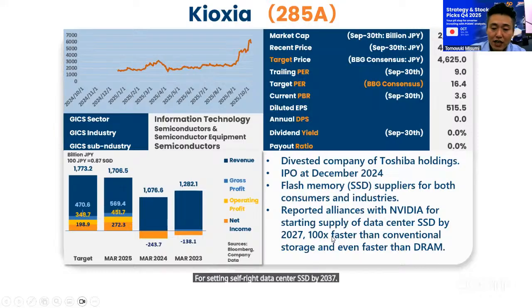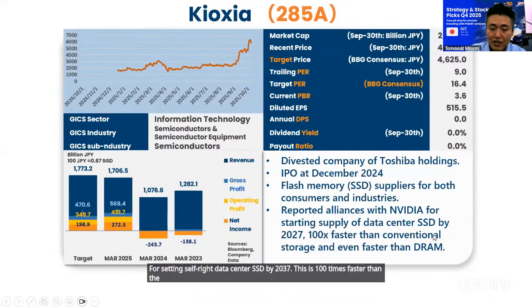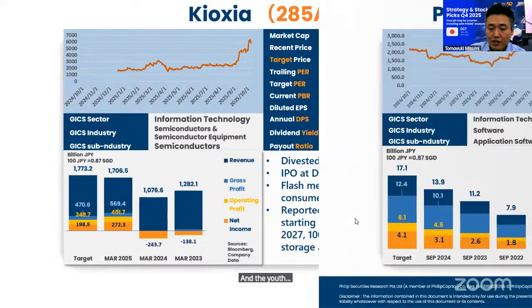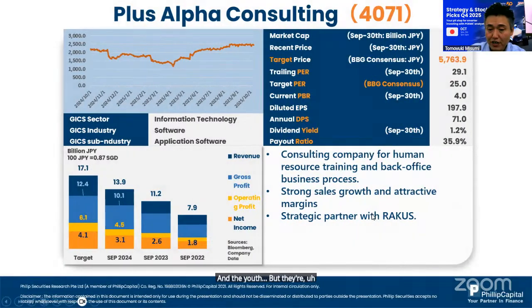This is 100 times faster than conventional storage, and even faster with DRAM. DRAM is a memory, like high bandwidth memory, which also includes DRAM. So SSD may be a sub-complement of DRAM, and their competitor is Samsung. Plus Alpha Consulting is going back to the candidates of the newly picked stocks.